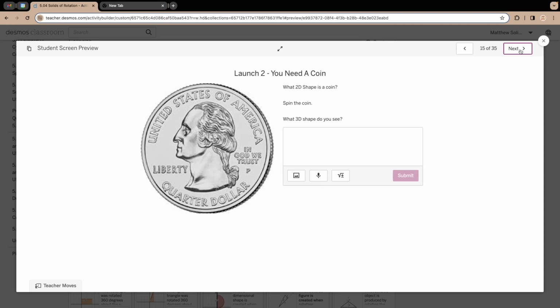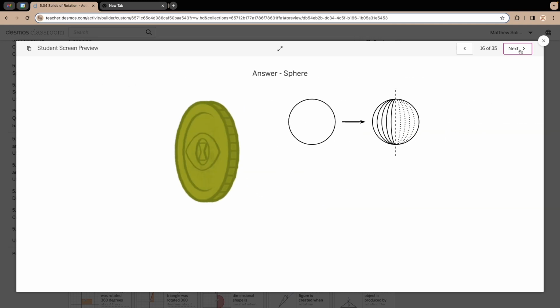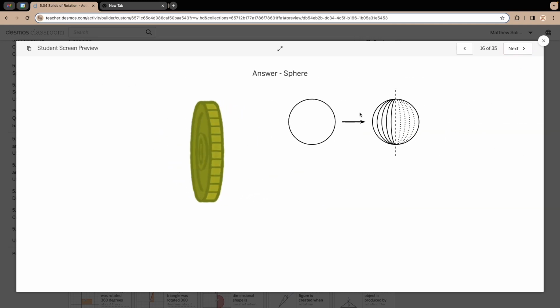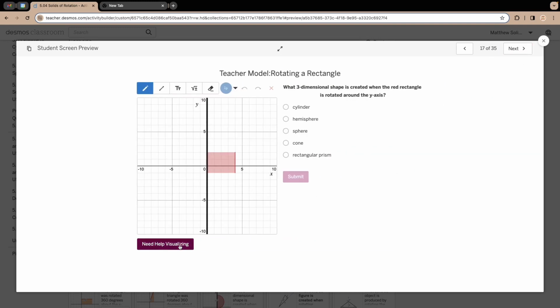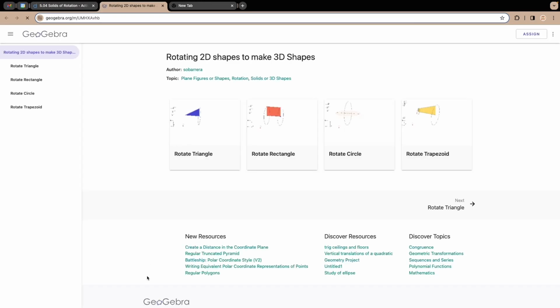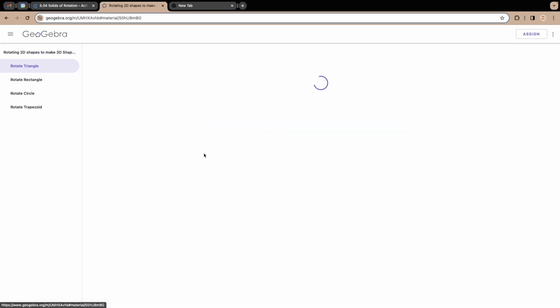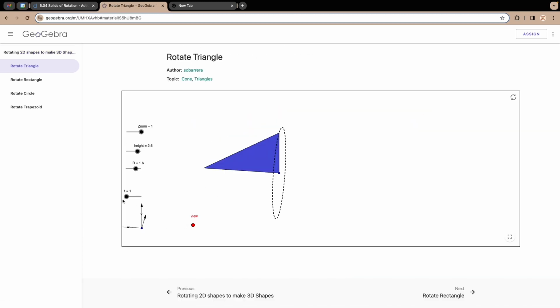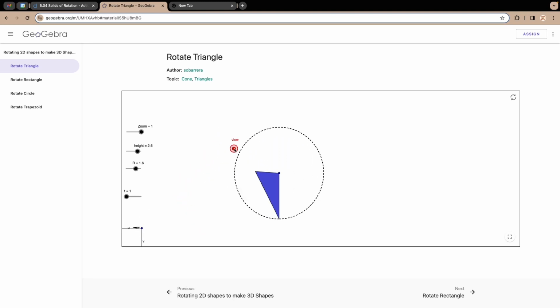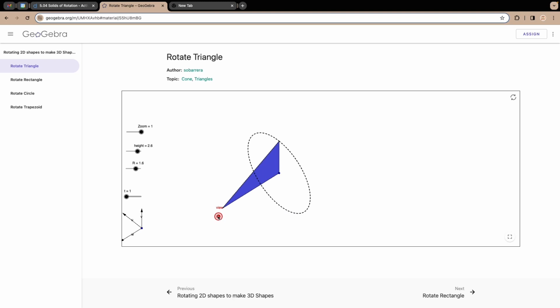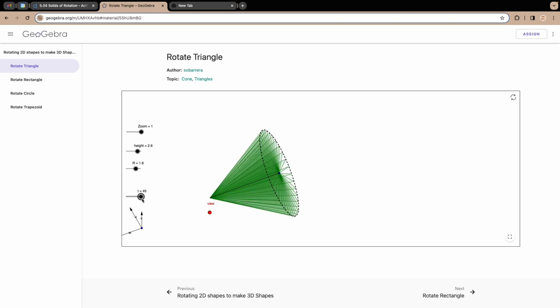So in class today, what we did, we talked about spinning a flat shape to make a 3D shape. So let's say you had a quarter. If you spin it, you're going to make a cylinder. There was a lot that we did today, but there's a really cool website here on GeoGebra where you can see what happens if I rotate a triangle. So here's a flat triangle. What shape am I going to make if I rotate a triangle or spin a triangle? Ooh, I'm going to make a cone.